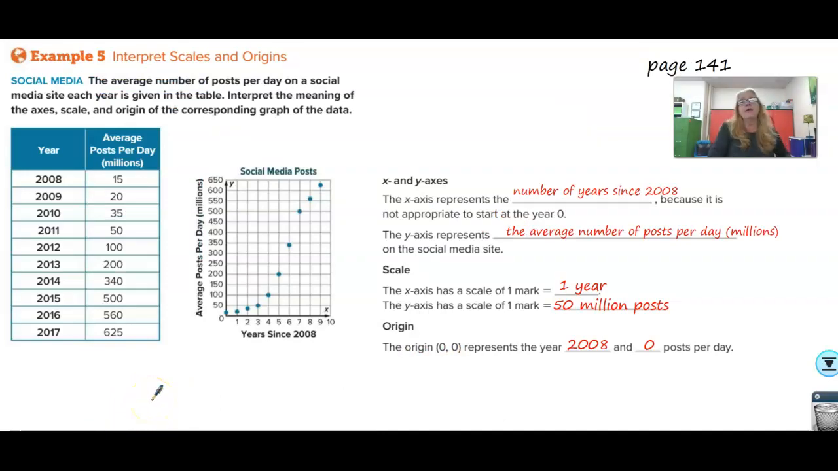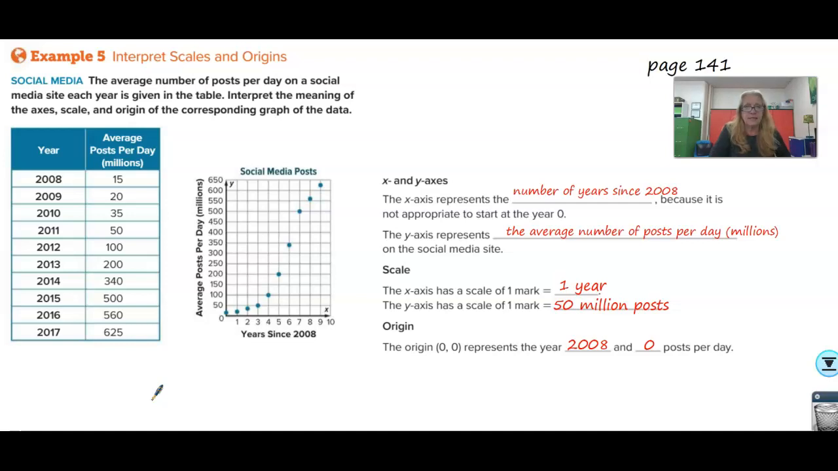Okay, example 5. Interpret scales and origins. The average number of posts per day on a social media site each year is given in the table. Interpret the meaning of the axis, scale, and origin of the corresponding graph of the data. So here we have year 2008 to 2017, and the average posts per day in millions. Wow, they're getting really a lot, aren't they? It's increasing by quite a bit.